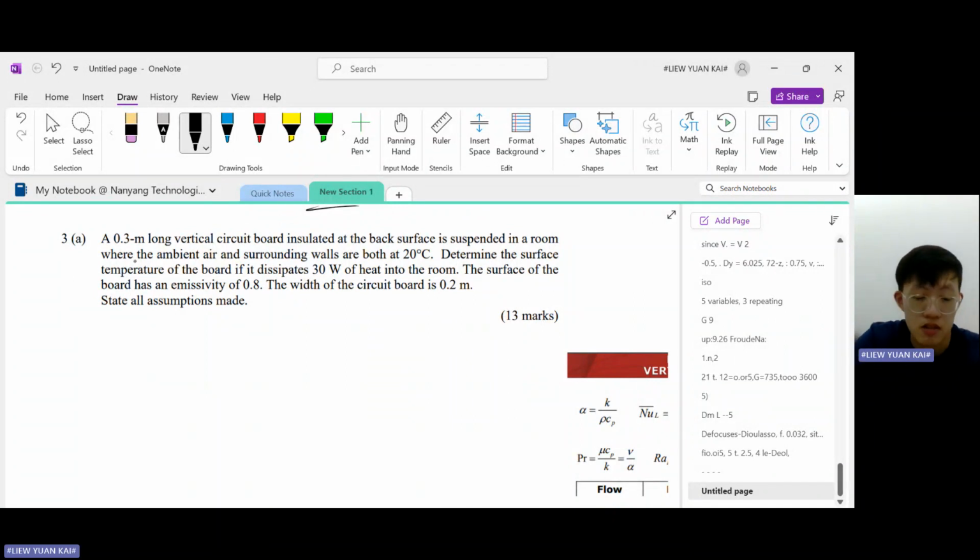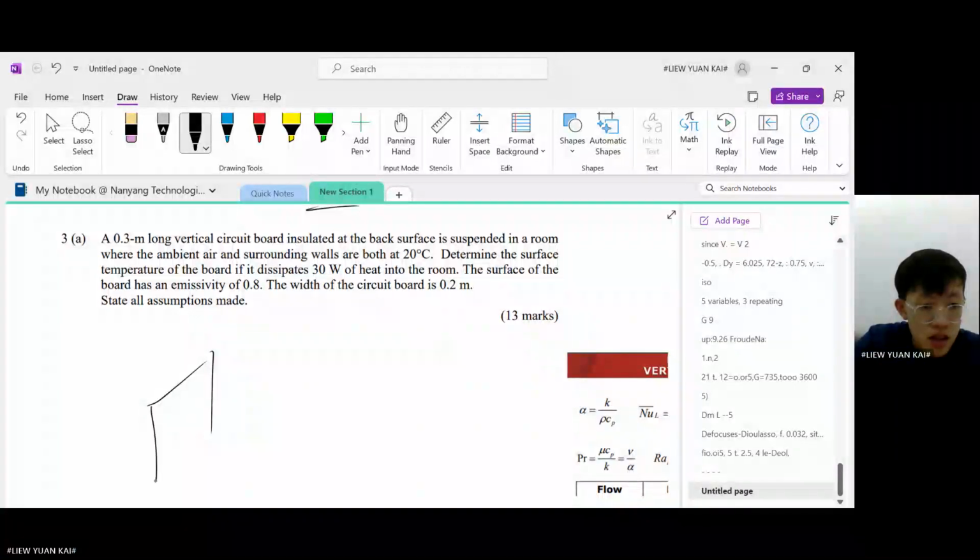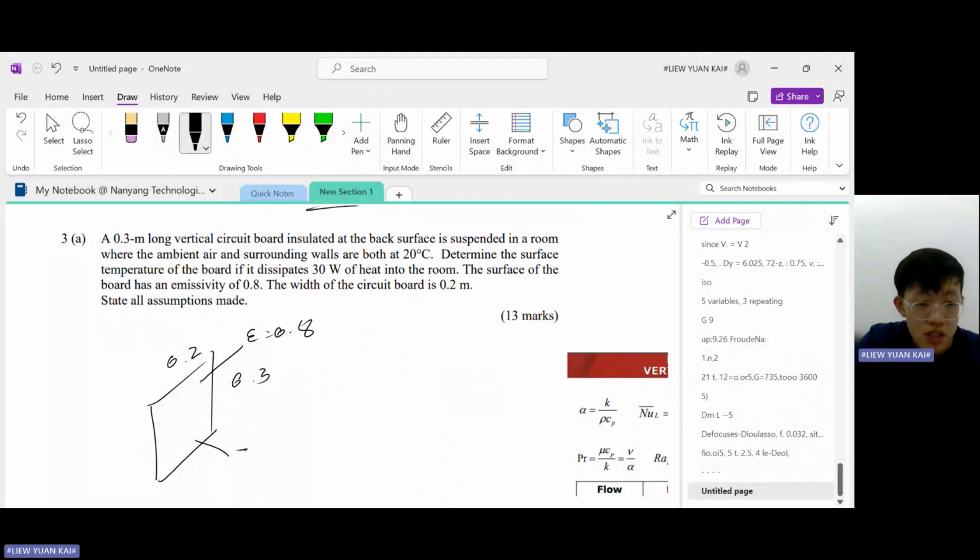Okay, so let's draw a diagram to depict what is going on. So we have a vertical circuit board being suspended. Suspended means hanging from the ceiling. So it has a width of 0.2, a length of 0.3, and an emissivity of 0.8. We do not know the surface temperature, so this is unknown, and we want to find it.